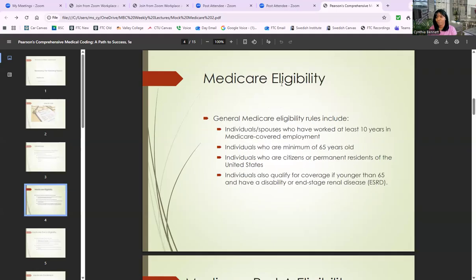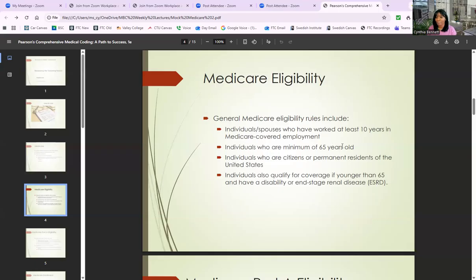Medicare eligibility is very important because our patients will be coming in and sometimes they don't always understand their insurance, or they may ask you different questions. So this is why Medicare eligibility becomes very important. Some of the general rules for eligibility: the individual or a spouse who has worked for 10 years in a Medicare covered employment may be eligible for Medicare.